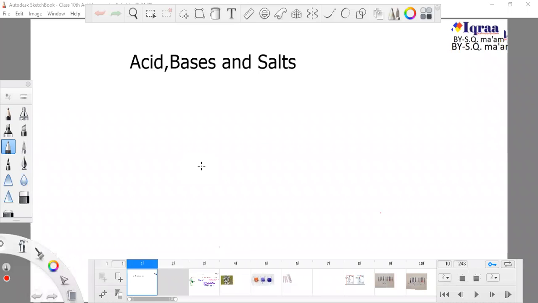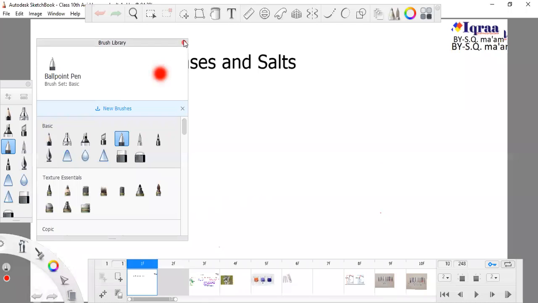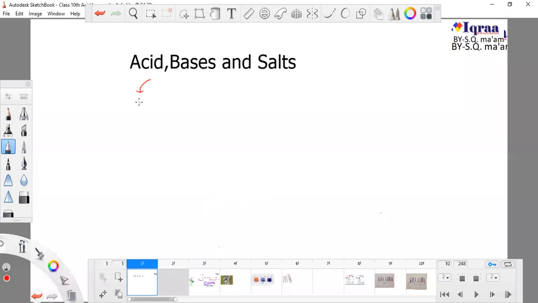Hello everyone. So today we are going to study about acids, bases and salts. Before studying this, we know that acids are sour in taste and they can turn blue litmus red, and bases are bitter in taste and they can turn red litmus blue. So we know about this.